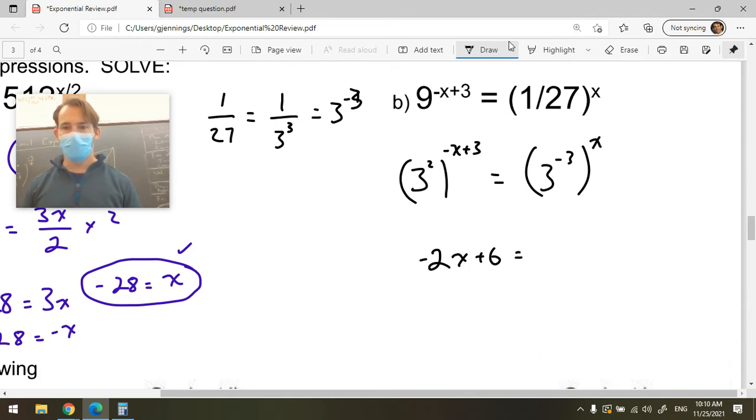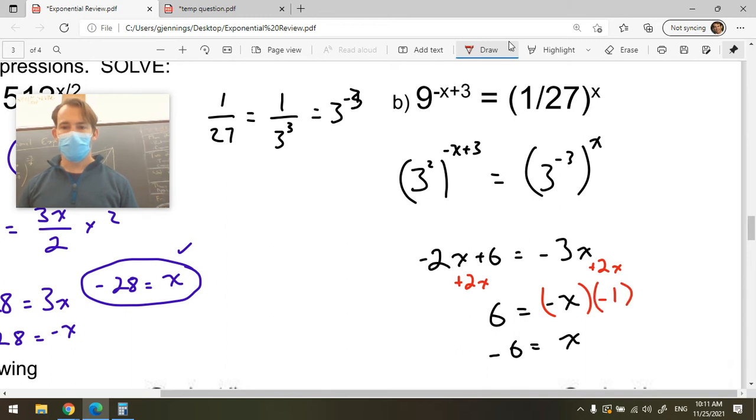Anyway, so this is negative 3x. If we add 2x to both sides, we get 6 is equal to negative x. And negative 6 is equal to x. Multiply both sides by negative 1. Helps if I write in my inverse operations, perhaps. Add 2x to both sides. Multiply both sides by negative 1. Okay.